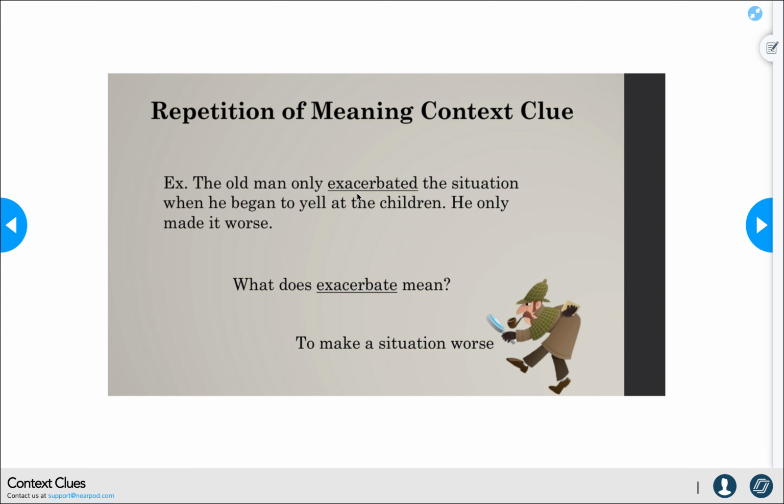The old man only exacerbated the situation when he began to yell at the children. He only made it worse. So what does exacerbate mean? Well, if we're looking at repetition, we're going to look at this sentence. It's to make a situation worse. Okay?